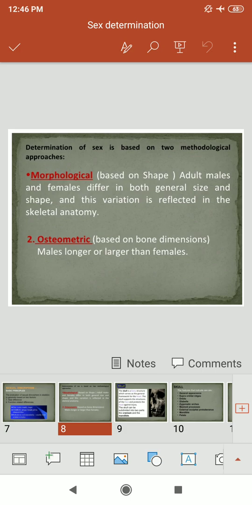The determination of sex is based on two approaches. The morphological approach is based on shape: adult males and females differ in both general size and shape, and this variation is reflected in the skeletal anatomy. The osteometric approach is based on bone dimensions, with males' bones longer or larger than the females'.